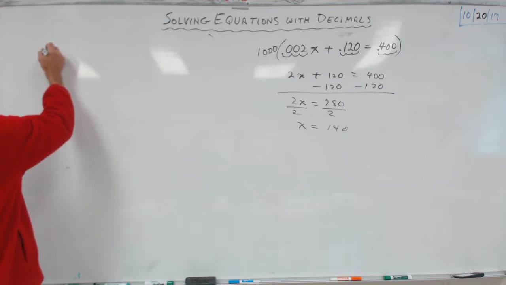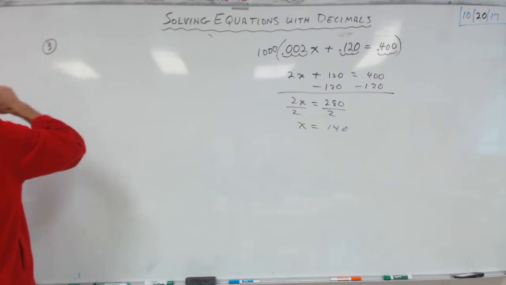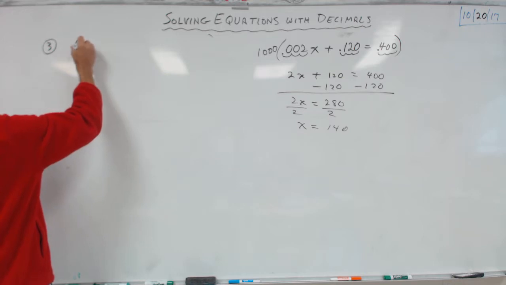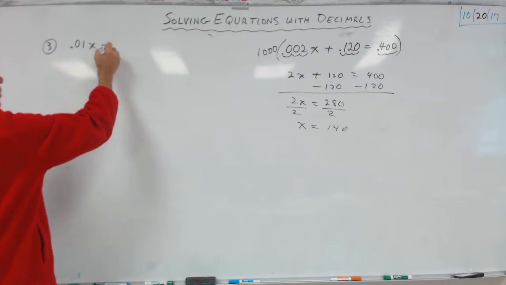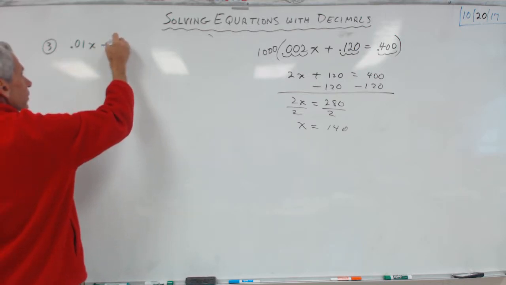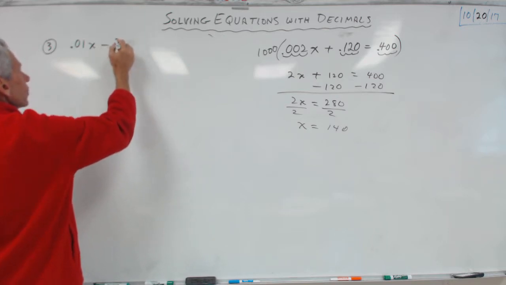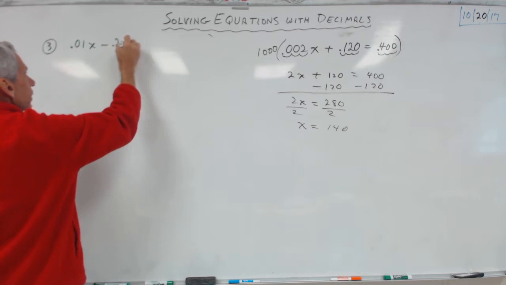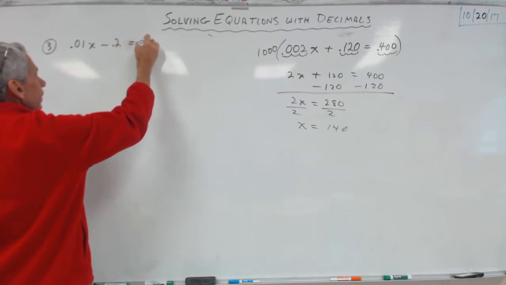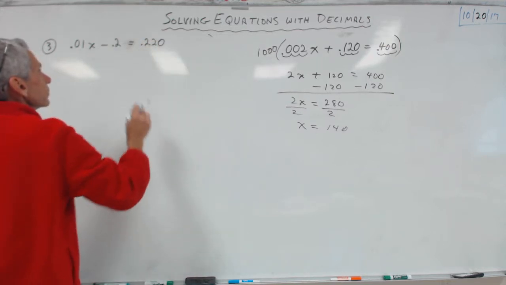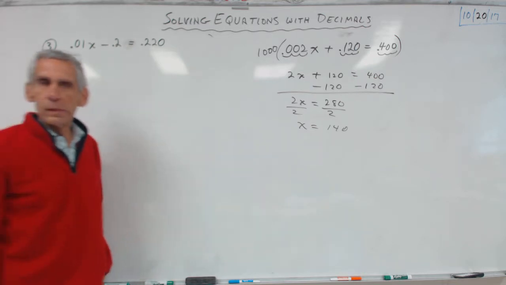All right, let's say we have, this is number 3, right? Guys, a little too noisy. What if we had 0.01x minus 0.2 equals 0.220? All I have to say is you're welcome.